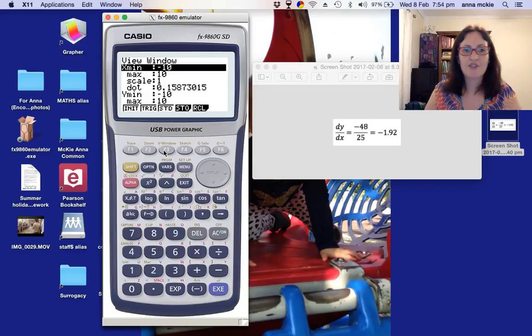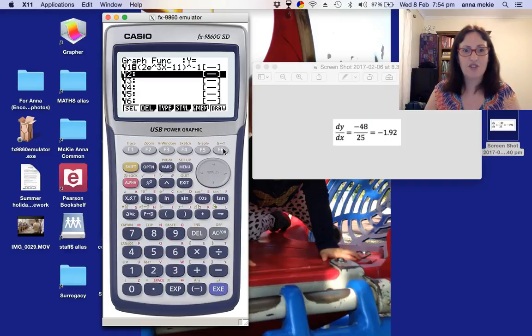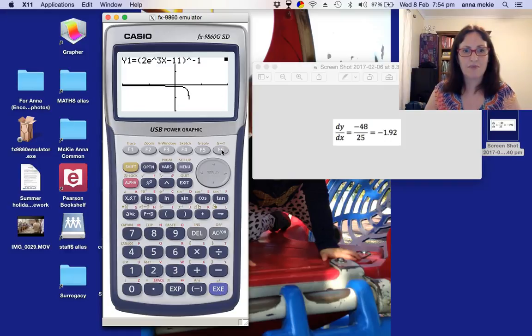So our standard view window is -10 to 10. Let's just go -2 to 2. And same with the y, -2 to 2. Scale of 1 is fine. Draw that. So we get a better idea of what we're dealing with. Remembering this straight line here is just the limitations of the calculator, and it's drawing that asymptote.